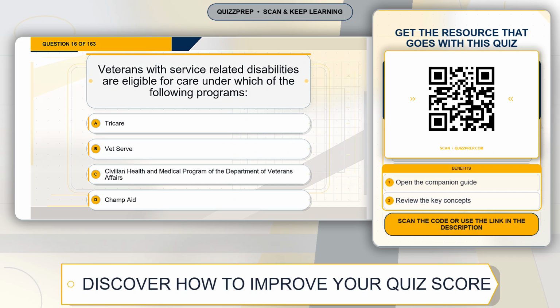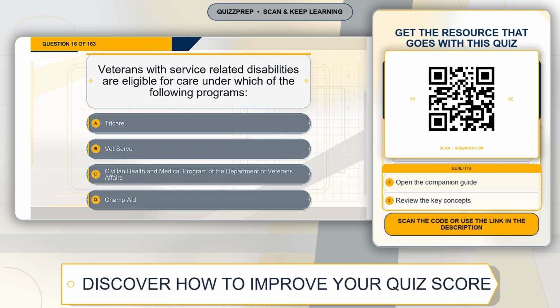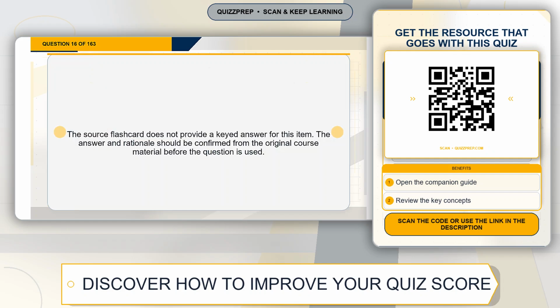Question 16. Veterans with service-related disabilities are eligible for care under which of the following programs? Option A, TRICARE. Option B, VetServe. Option C, Civilian Health and Medical Program of the Department of Veterans Affairs. Option D, CHAMP-AID. The correct answer is not shown. Explanation. The source flashcard does not provide a keyed answer for this item. The answer and rationale should be confirmed from the original course material before the question is used.